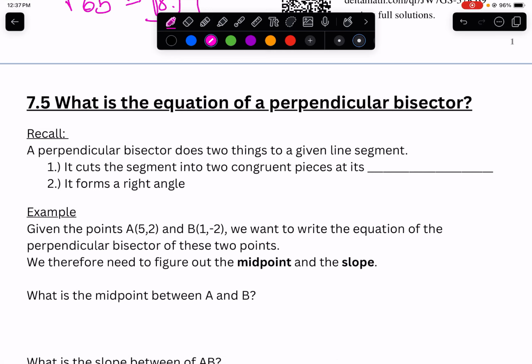So in this lesson, we're going to go through how you can create an equation for a perpendicular bisector. If you recall, a perpendicular bisector does two things to a given line segment. The first thing it does is cut the segment into two congruent pieces at its midpoint. That's the bisector part. It also forms a right angle because we have perpendicular lines.